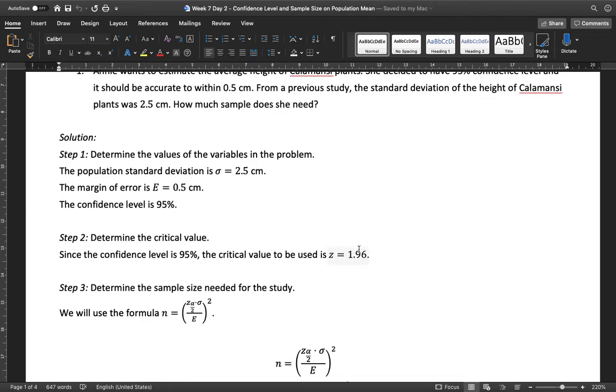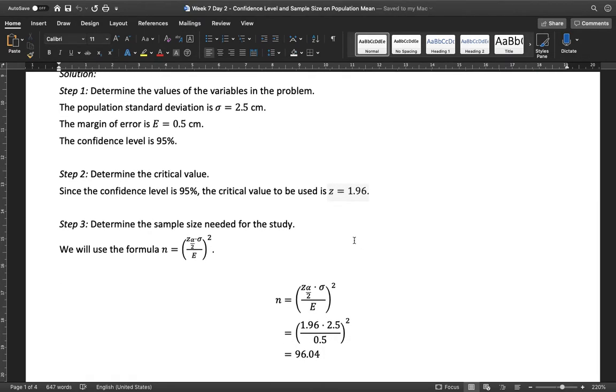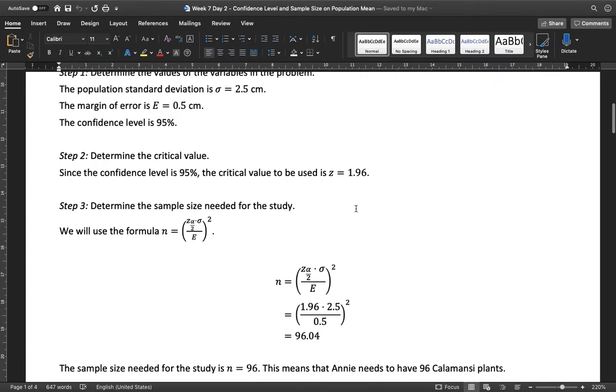And remember, yung critical value, we can determine that by memorizing the values that were given in the previous lesson. Pag 90%, z equals 1.65. Pag 95%, z equals 1.96. And pag 99%, z equals 2.58. So please memorize those values, okay? So, now that we have the critical value, the population standard deviation, and the margin of error, we can now determine the sample size. So how do we do that?